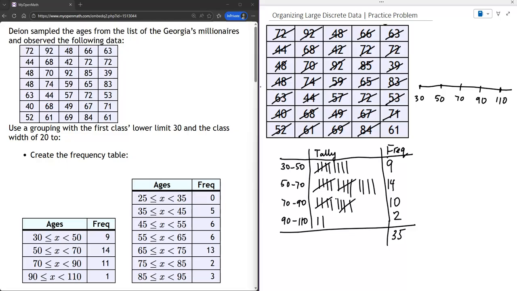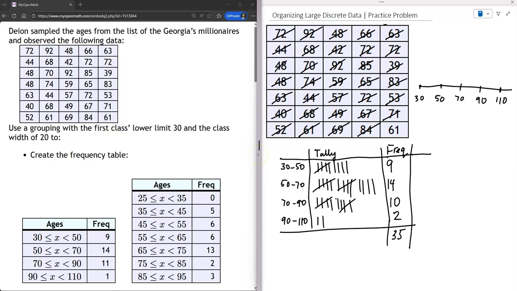So that's good news. From here, we can go into the next step and compute relative frequencies by taking each of these frequencies and dividing it by 35. But again, the problem is not asking for it. So while the process is clear, we are not going to do it. What we are going to do is construct the histogram.